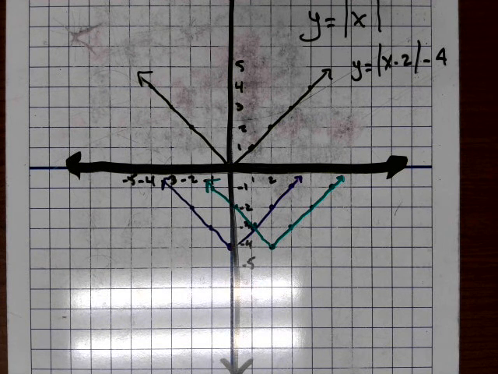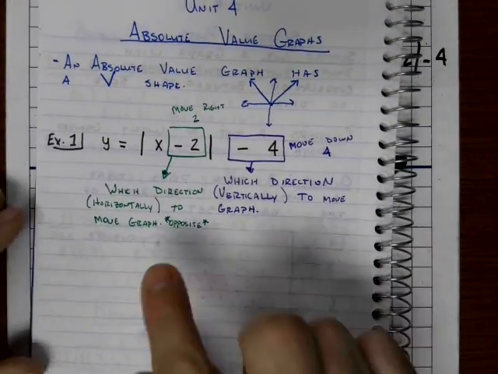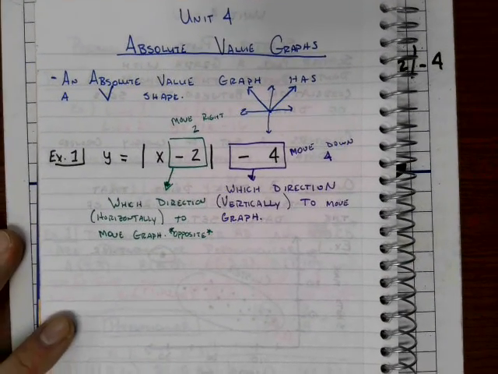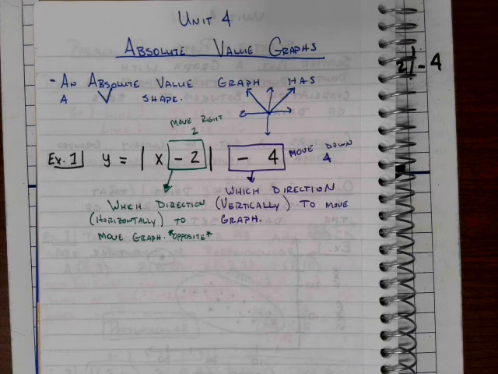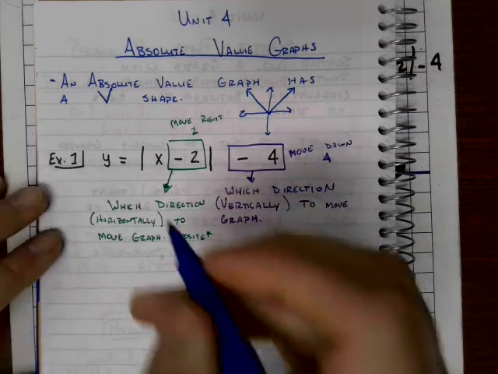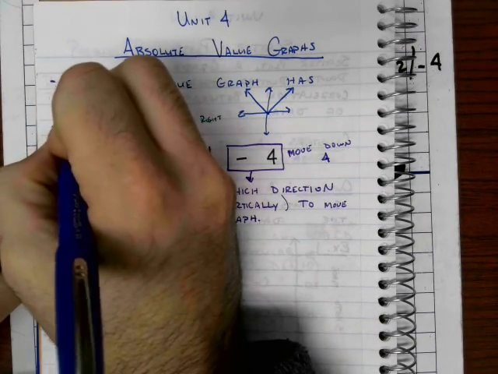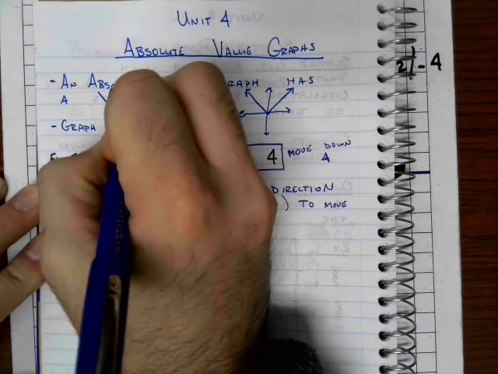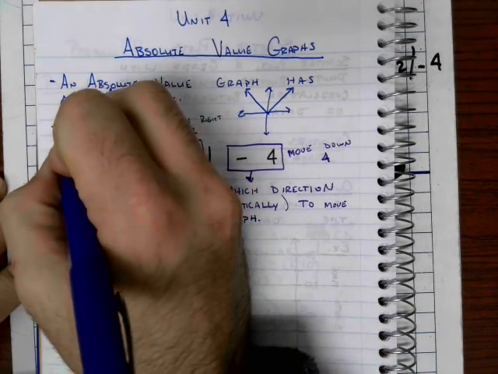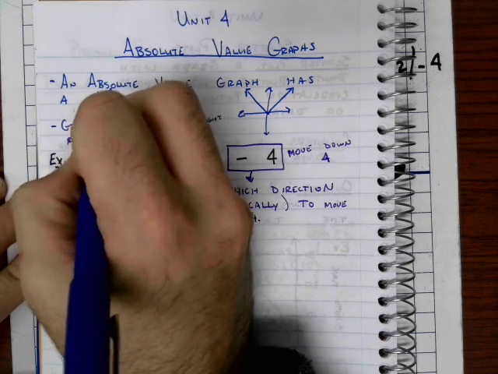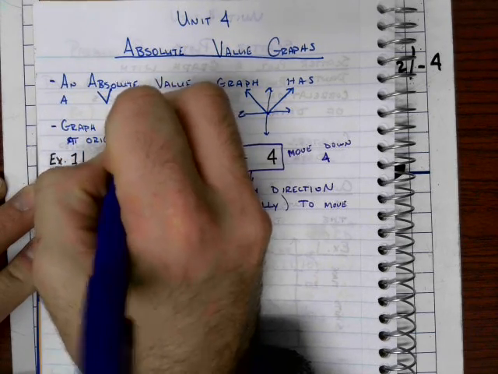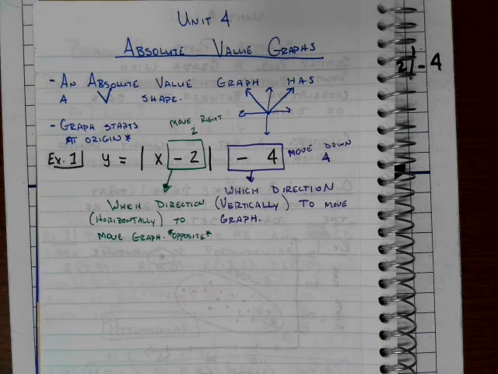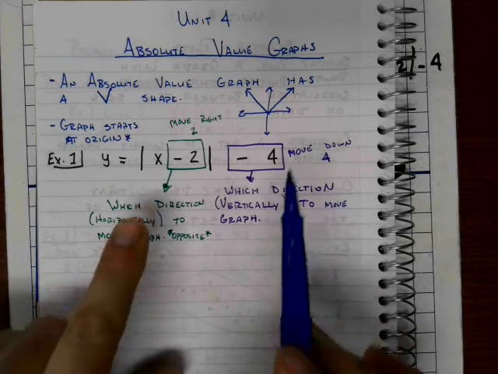Okay, so that's your movements. One thing that you can also write down with your absolute value is graph starts at origin. It's very important. Our graph starts at the origin, and then we make these movements to graph it.